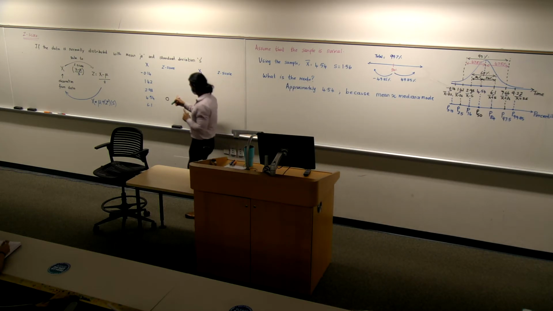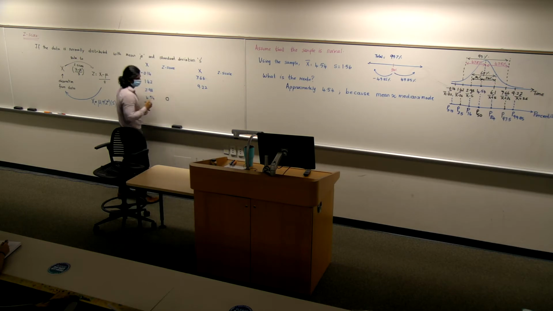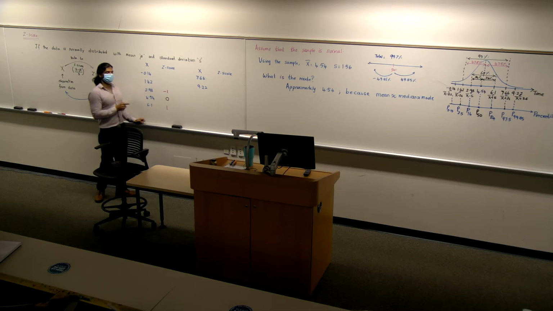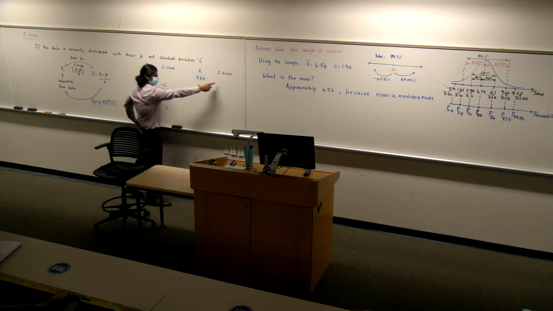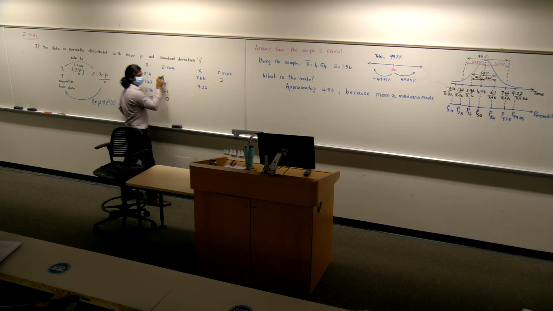What did we get for the z-score here? I want you to take a guess. So this is -1, that is 1. So that has to be -2, and that, 2. -3.